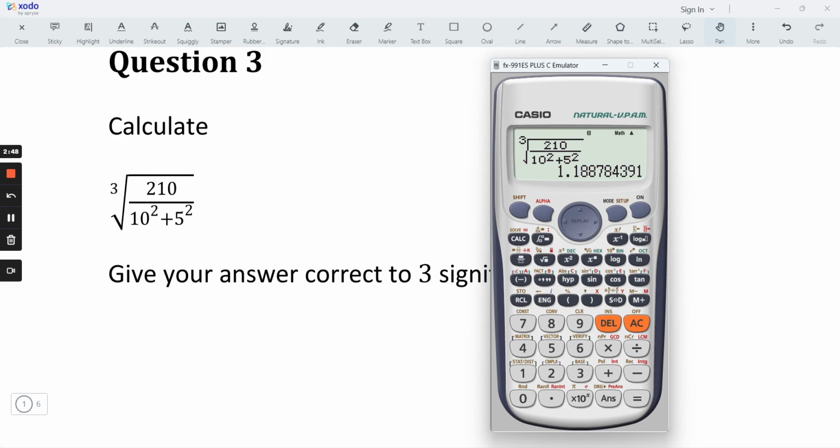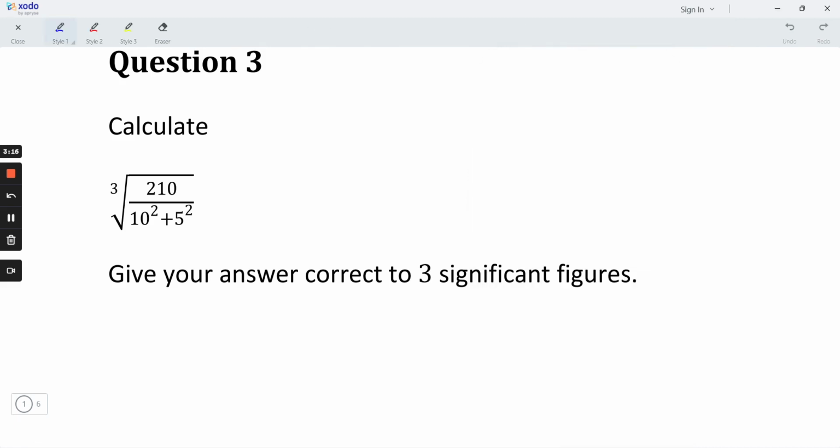So they need our answer to be rounded to three significant figures. The first significant figure is 1, second significant figure is 1, third significant figure is 8. So our target is 8. Next to 8 is also 8. 8 is greater than 5, so we can add 1 to our target, so 8 will be 9. So the answer is 1.19.